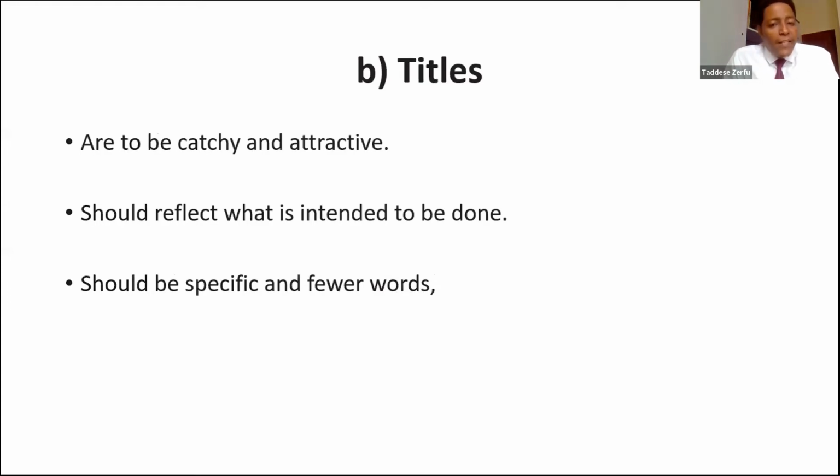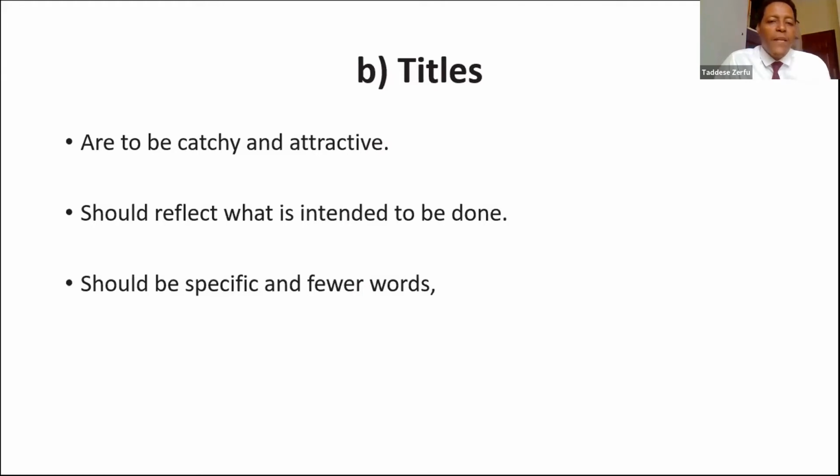Coming to the title, I've seen several proposals with very clumsy, huge, bulky titles, but the title should be catchy and attractive. Very important, because the title is the gate to your paper, your proposal. If you just have a very clumsy title or a title which is not reflecting what you intend to do, the donors will be missing you. So the title is very, very critical.